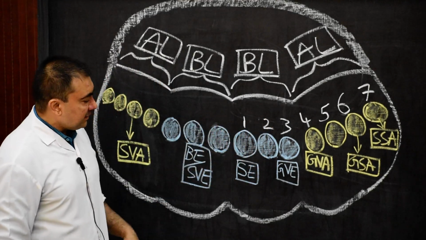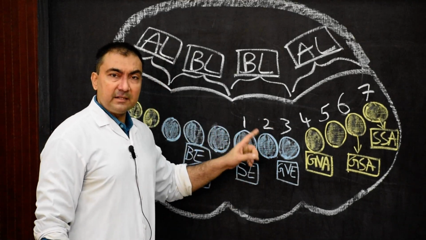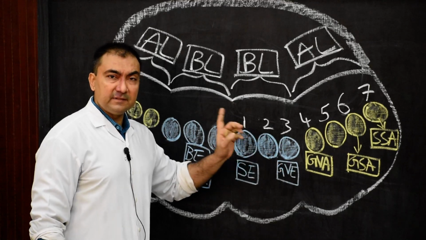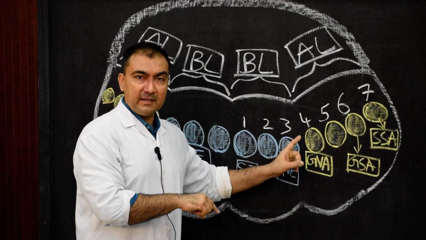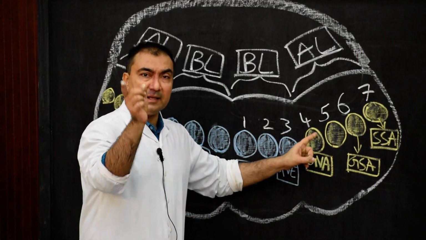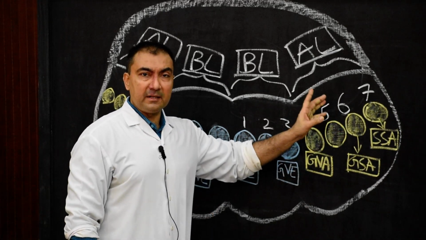So once again, from medial to lateral: somatic efferent, then branchial efferent or special visceral efferent, then general visceral efferent, then we go to general visceral afferent, then special visceral afferent, then general somatic afferent, and then special somatic afferent.